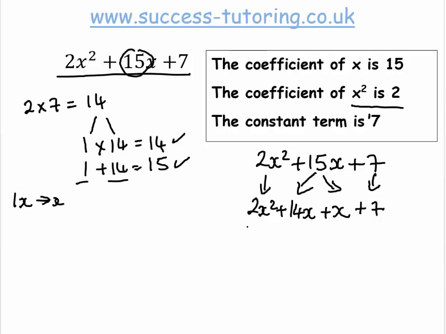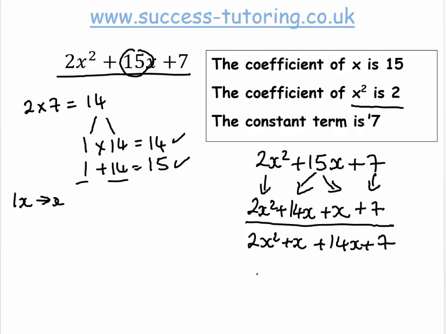Now what I'm going to do is just rearrange this expression, because I notice you've got a 14x and a 7. We know that 14 is a multiple of 7. So I'm just going to rearrange it here. I'll put it here: 2x squared plus x plus 14x plus 7.